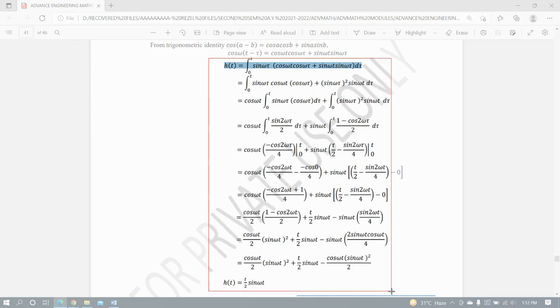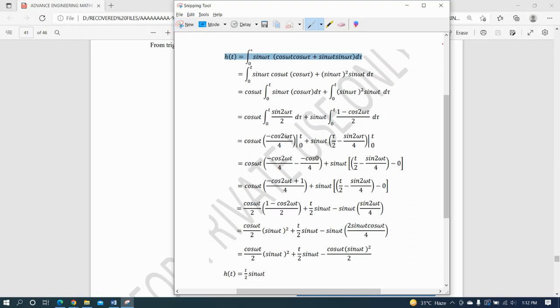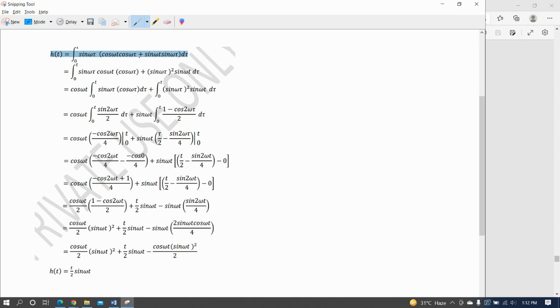Okay, so ito na siya, 'di ba? Ito na yung i-integrate natin kasi nga inayos na natin siya. Sinubstitute or pinalitan na natin si cosine t minus tau. So simplifying further, you have now sine omega tau times cosine omega t times cosine omega tau plus sine squared omega tau times sine omega t. So minultiply lang natin si sine omega t dito sa buong equation natin.